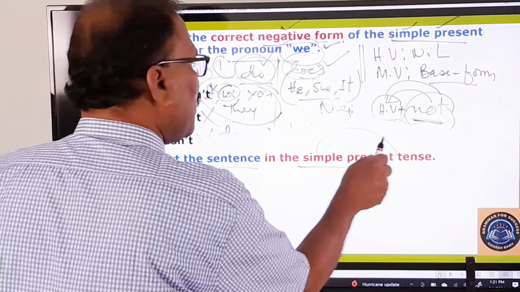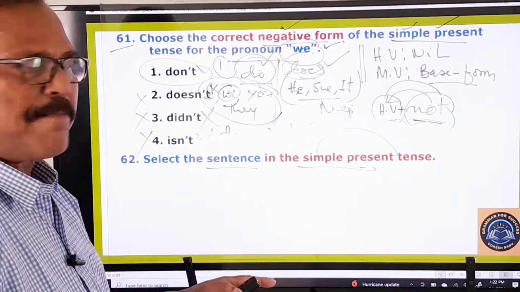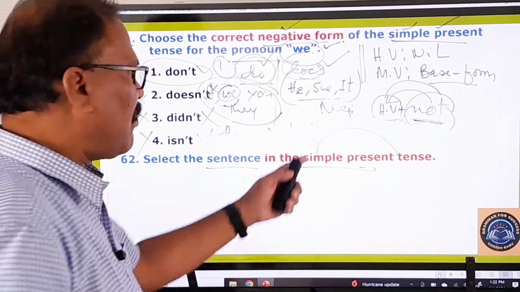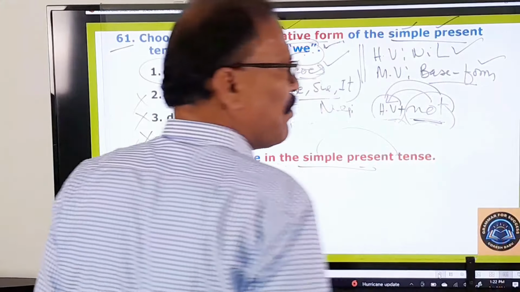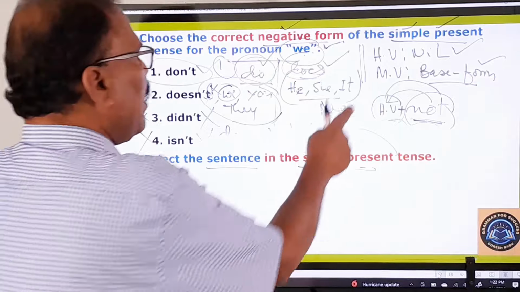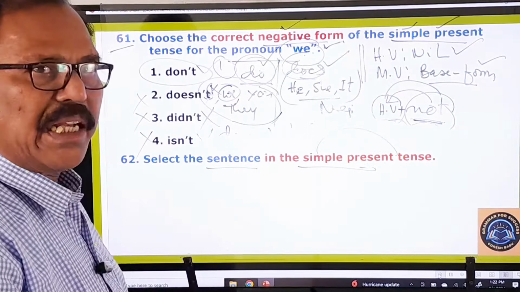Select the sentence in the simple present tense. Before you choose the correct option, you should remember its main features. What are the main features of the simple present tense? Helping verbs nil, main verb is the base form. Base form means the first form of the verb. You know that very well. And if you have these two things in your mind, you can easily choose the right option directly.